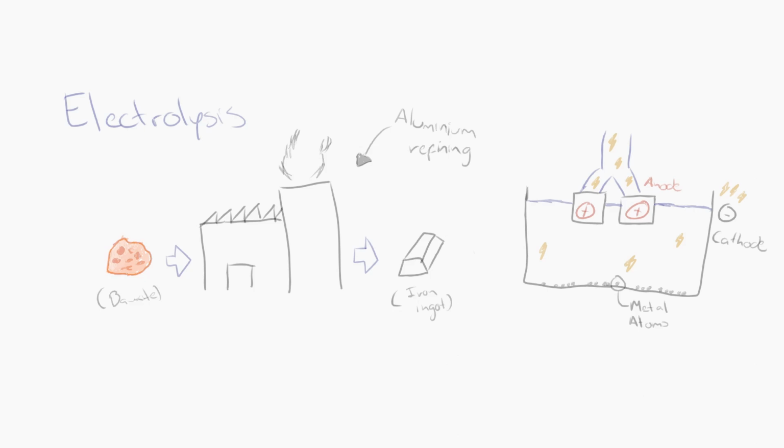Negative, non-metal ions are attracted to the positive electrode, where they lose electrons and form non-metal atoms. So, positively charged aluminum ions gain electrons from the cathode and form molten aluminum. Oxide ions lose electrons at the anode and form oxygen molecules.